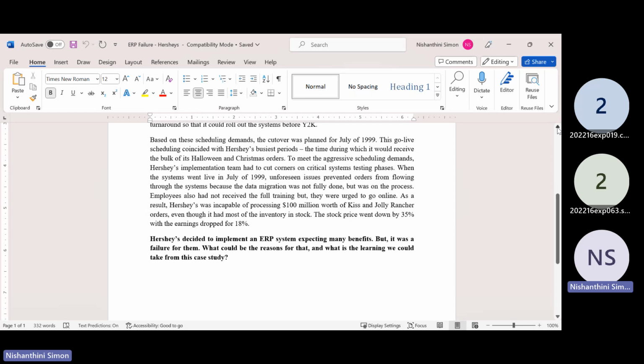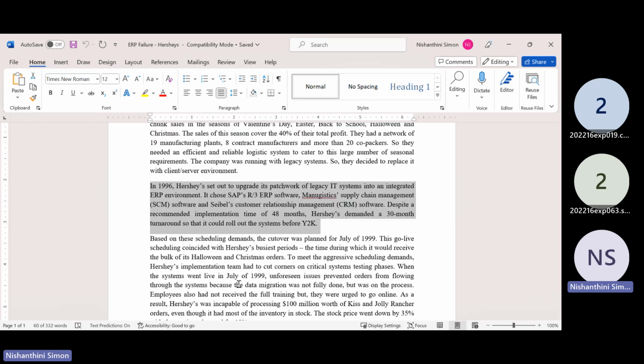From their legacy systems, which means the traditional, disparate systems, what were they trying to do? Yes, they were planning to go to SAP, the SAP ERP software. Then from logistics, they were going for supply chain management, so they were trying that also. And from the old system, they were planning to go to CRM too. So again, trying to do too much. Even with the time period they got, 48 months, they demanded to complete it in 30 months. So trying to do too much too fast.